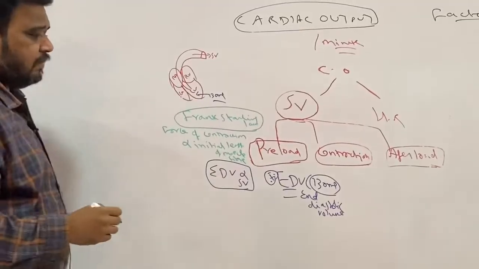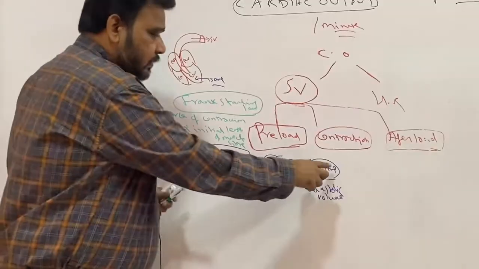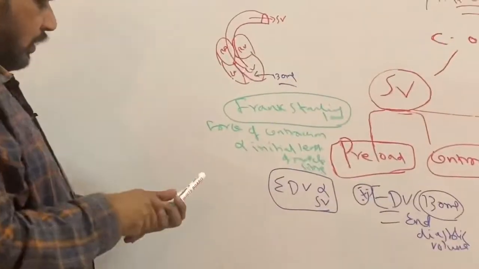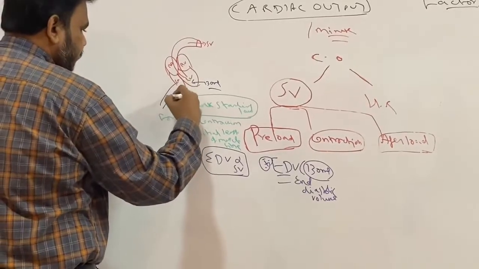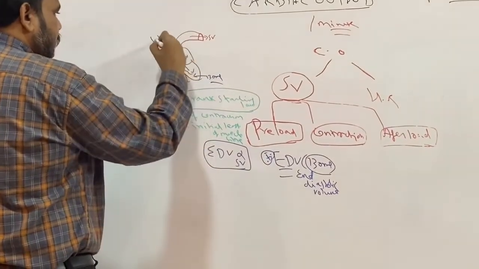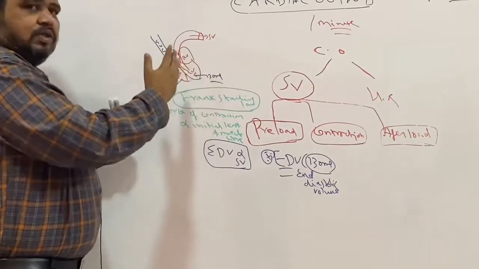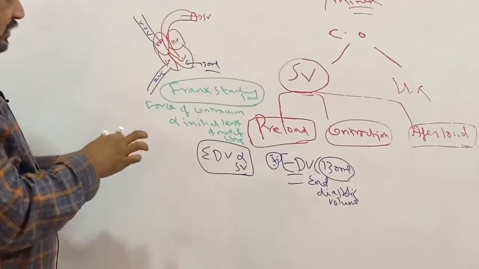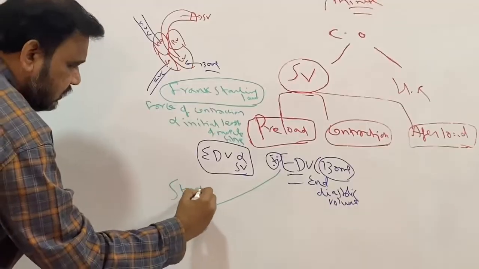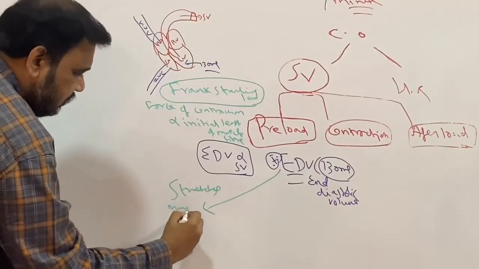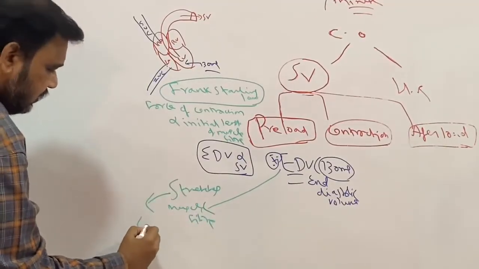So here it is, cardiac muscle fiber. End diastolic volume is increased, for example 130 ml. Whatever is coming usually comes through the inferior vena cava and superior vena cava. For example, if the end diastolic volume is 150 ml, what happens? It stretches the ventricular muscle fiber. And according to Frank-Starling's law, the stretch of the muscle increases contraction.